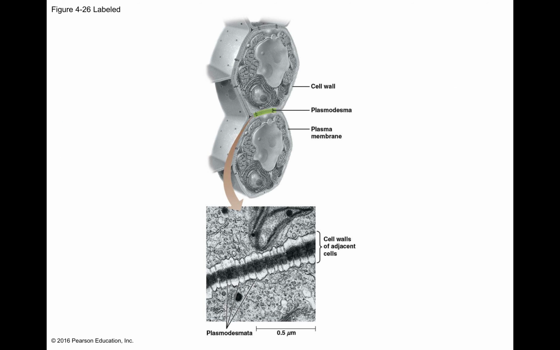Also important are these plasmodesmata. These are connections between plant cells that go through the cell wall, allowing one plant cell to connect with another so that the cytoplasm of the two plant cells is connected.